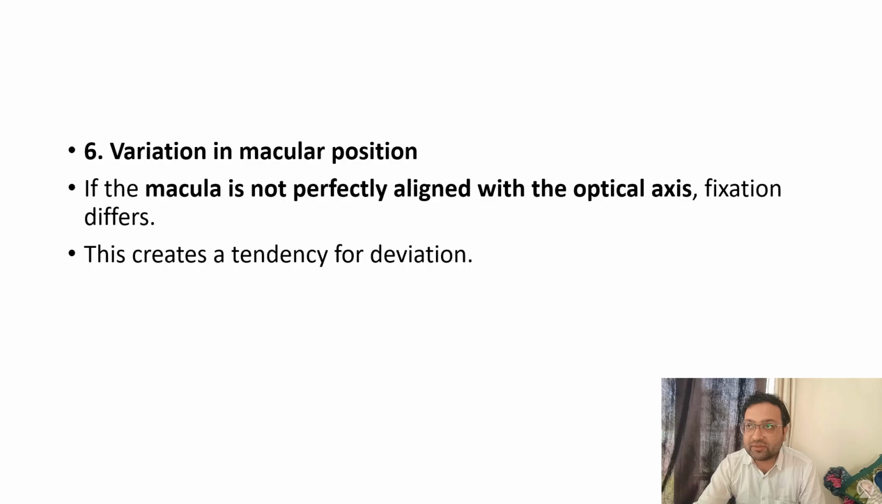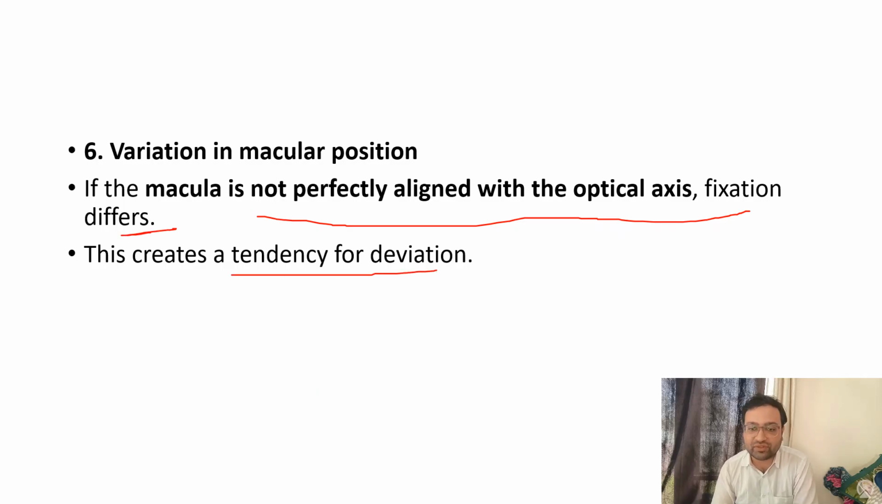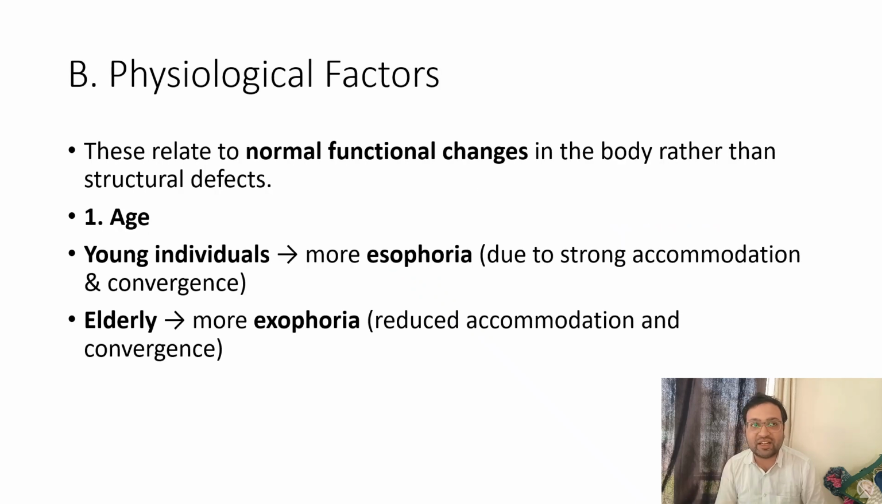Coming on to the sixth point, that is variation in the macular position. If the macula is not perfectly aligned with the optical axis, the fixation differs. So this creates a tendency for deviation. So we have read about the different causes which can lead to phorias. Now these were the anatomical causes.